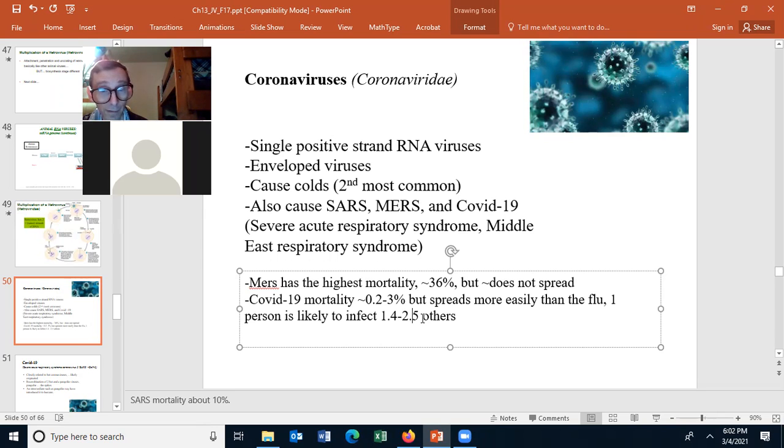Like I said, there's 2 new variants, and we don't know if the vaccine will work on these new variants. And these 2 new variants are much more likely to spread. So when a person gets infected with the new variant, they will on average infect 1.4 to 2.5 people. So their infection rate is higher. Any question about any of that?